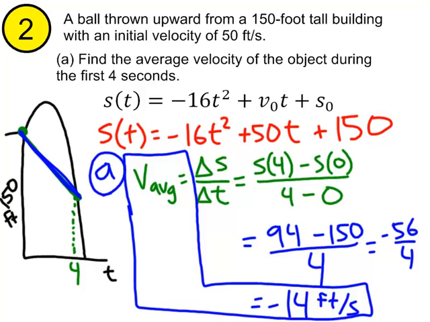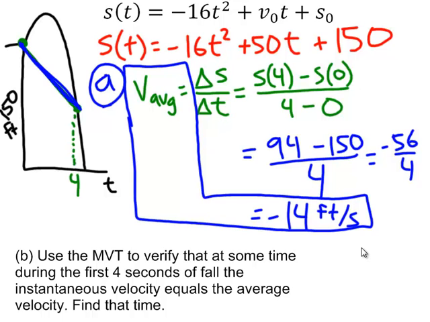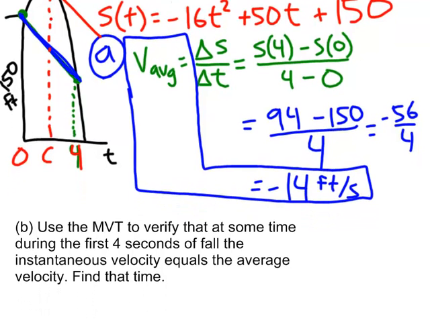Not too bad, right? Okay, for part B, we are to use the MVT to verify that at some point during the first 4 seconds of the fall, the instantaneous velocity equals the average velocity. Here's where I really feel that drawing a little sketch off to the side, even if you weren't asked to, helps you make these connections. We see the MVT here. We envision a tangent line being parallel to the secant line. We can tell that yes, there is some value C between 0 and 4, and we're going to find it. We start by finding the slope of tangent lines as given by the derivative.